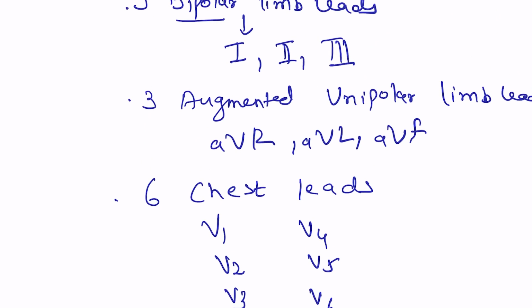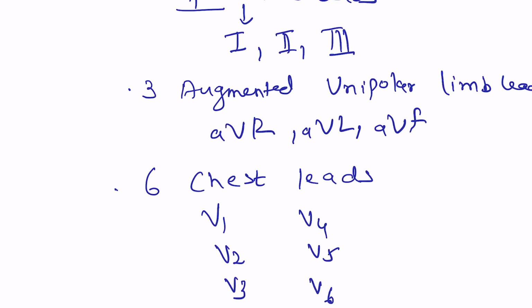Now many people have a question: why do we need this many leads when we have just one heart? Basically we want to look at the heart from various directions. By knowing changes in specific leads we can comment on, for example, in myocardial infarction, the part of the heart which is involved. So we have 12 leads which look at the heart from various directions.